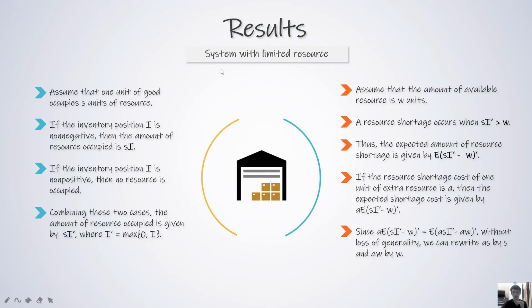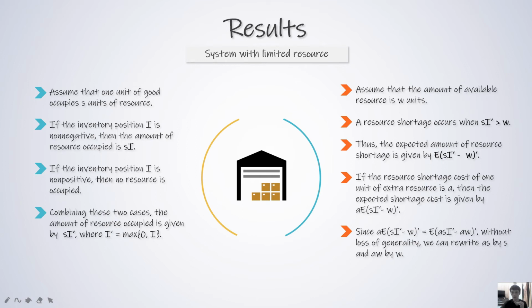As I mentioned before, we just do some modification to the system with unlimited resource. When we deal with the system with limited resource, we have three more parameters, which are S, W, and A. As we know, inventory position can be either non-negative or non-positive. So by combining these two cases, the amount of resource occupied can be given by S I prime, where I prime is the maximum of 0 or I. And we know that the resource shortage will occur when S I prime is larger than W. So we will have our expected amount of resource shortage given by E[S I prime minus W] plus.